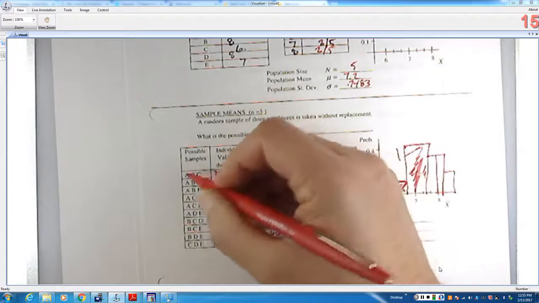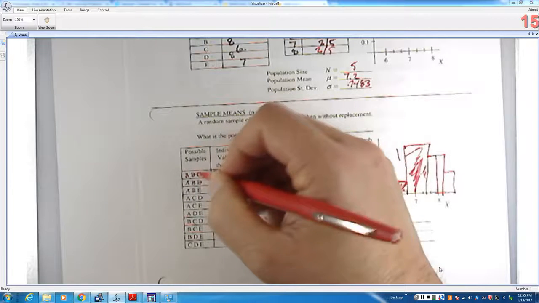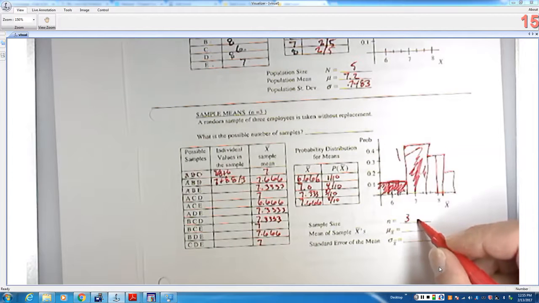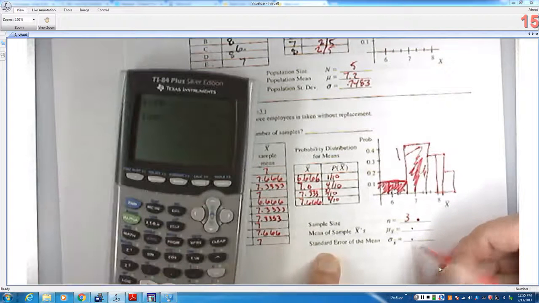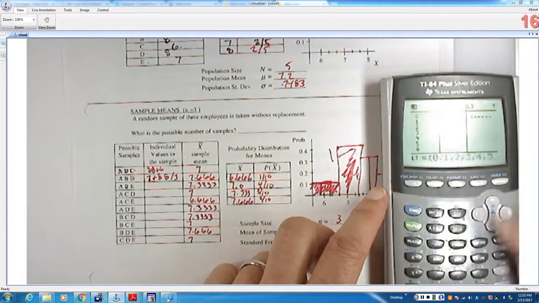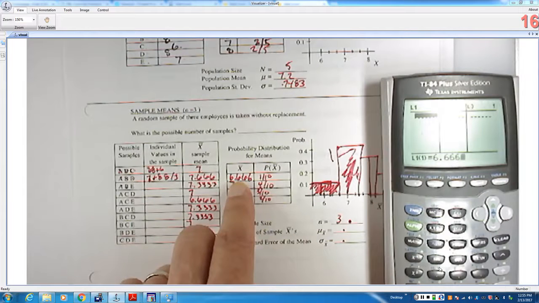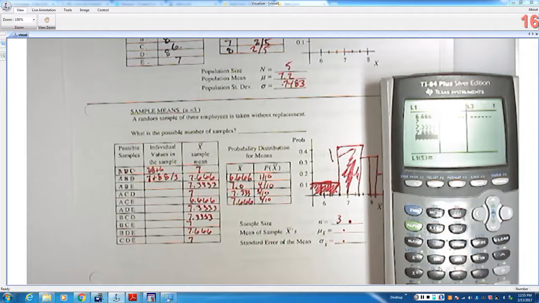What is your sample size each time? 10. Okay. Sample size each time is 3, right? To find the mean of the distribution and the standard deviation of the distribution, which we call the standard error, we want to put these numbers into the calculator. So we have stat and edit. I'm going to clear this off. I'm going to put in 6.6667. We have 7. We have 7.33. That's going to be 3. We have 6.6667. Okay, so we have those numbers, right?